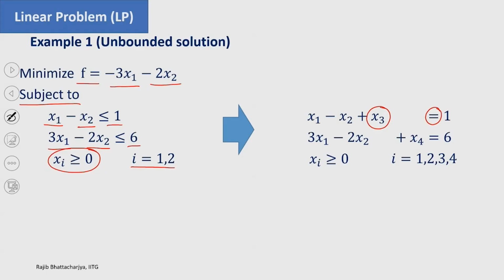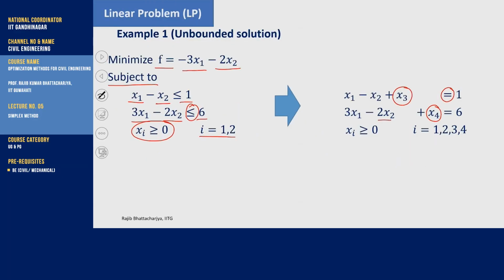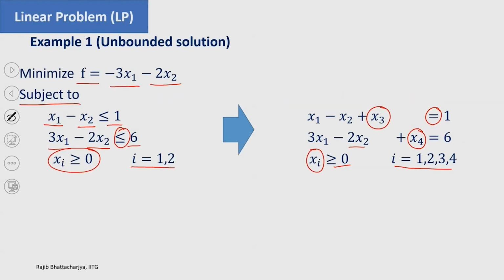Then the second constraint is also an inequality type. So, I am putting another slack variable, that is x4. So, now it is thrice x1 minus twice x2 plus x4 equal to 6, and xi should be greater than or equal to 0, and i equal to 1, 2, 3, 4. So, with this I have converted this problem to a standard form.